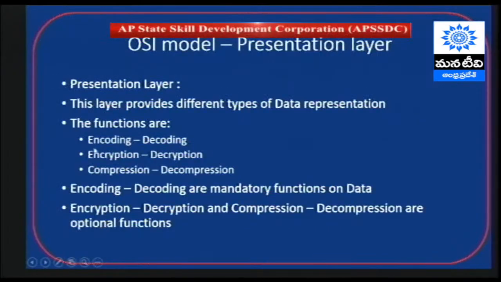So this process requires the function called encoding and decoding. So the server computer or server device will encode the text in the text format, image in the image format, voice and video in their respective formats, and send the information to the destination, which is the user. On the destination device, the computer will decode and display the information in the web browser or the corresponding application. So encoding and decoding are mandatory functions on the data, which must be performed for every data packet.